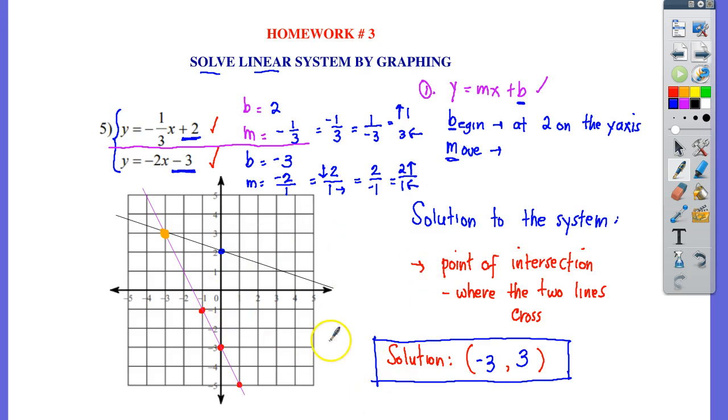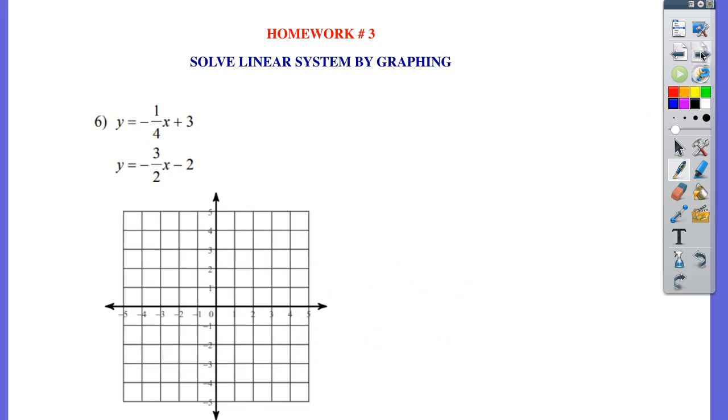Okay, so let's move on to problem number 6. So again, I have two equations. I have to find the b value. But before I do that, I have to make sure that my equation is written in the form y equals mx plus b. The y must be by itself on one side. So let's inspect these equations. The first one, is this written in slope intercept form? Is the y by itself? Yes. What about the second one? Y equals. Yes. So we're good.